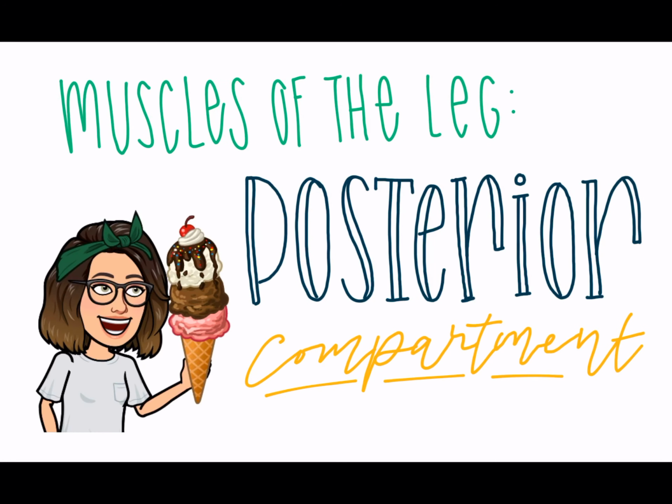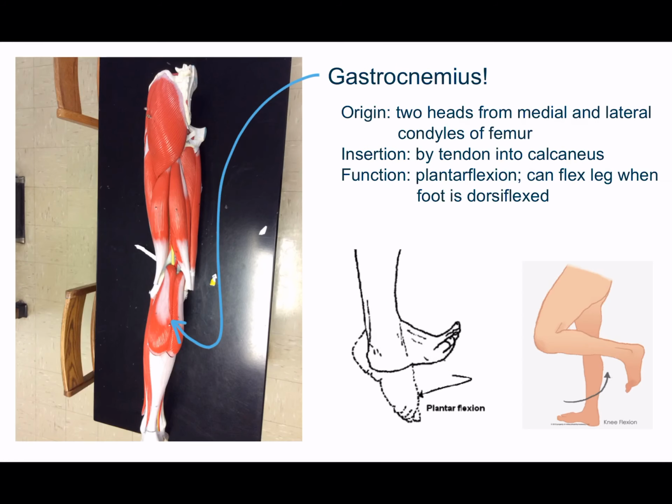So muscles of the leg in the posterior compartment, which is basically your calf muscles, the ones that really hurt when you work out too much. So you have a gastrocnemius, which is one of my favorite leg muscles, because it's just such a fun name.